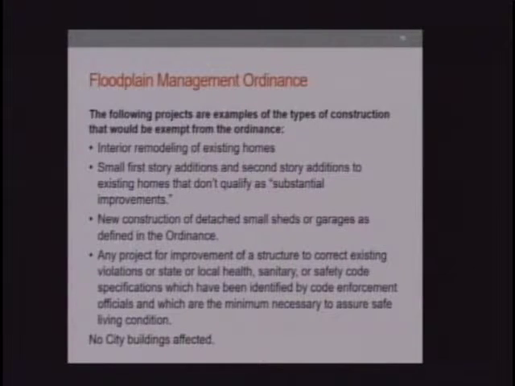But there are also other types of construction that don't involve human habitation, like a detached shed in someone's backyard or a garage. Those wouldn't be triggered to meet these floodproofing requirements because you're not exposing a huge high-value structure or humans to flooding. Also really important to mention that the ordinance does exempt projects related to code violations if those code violations are determined to be related to ensuring a safe home for human habitation. Also important to mention, there are no city buildings that are subject to this ordinance.